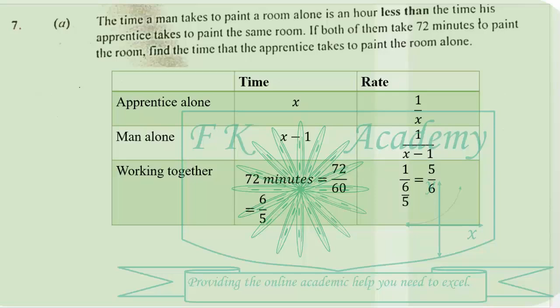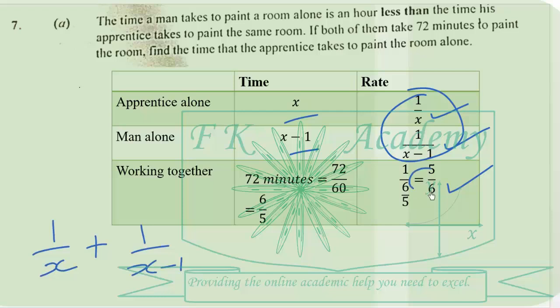We can organize the details like this. If the apprentice takes x, then the man will take x minus 1. And working together, both of them will take 72 minutes, converted to hours is 6 over 5. Then the rate at which they are working is 1 over x and 1 over x minus 1, and the combined rate is 5 over 6. So when we add the rates at which they are working, 1 over x plus 1 over x minus 1, it should give us 5 over 6.